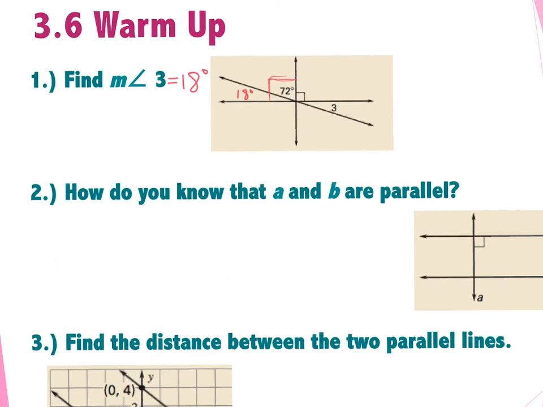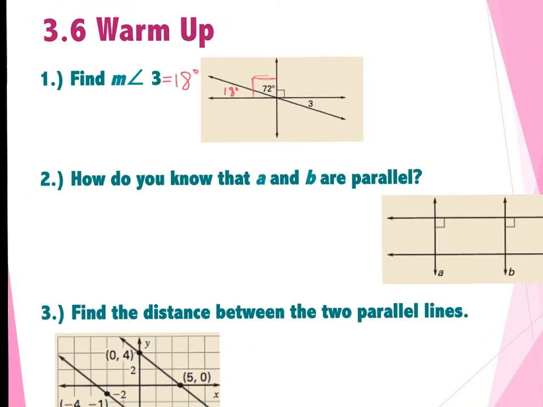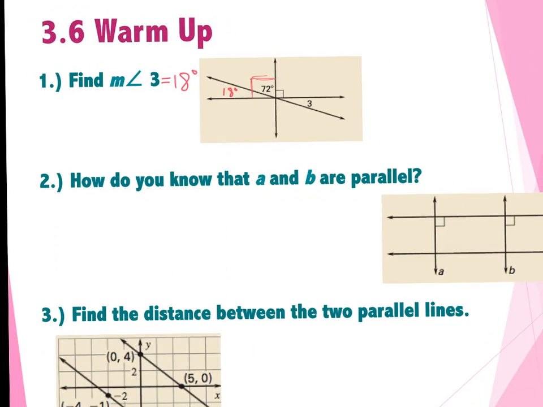Number 2 says, how do you know that A and B are parallel? How do I know A and B are parallel? Actually, you could do both. Technically, because they're right angles, I would say that these two lines are perpendicular to the same line. But you could also say that they equal 90 degrees, and if they both equal 90 degrees, then they're corresponding. That would just take an extra step. So, two lines are perpendicular to the same line.